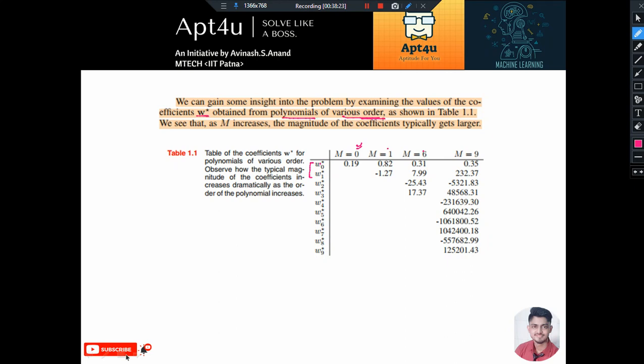So we see that as the value of m increases, which means for higher order polynomials, the magnitude of the coefficients typically gets larger, either more positive or more negative. You can see for m equal to 9, this was nothing but an overfit condition. What was it? Overfit condition.